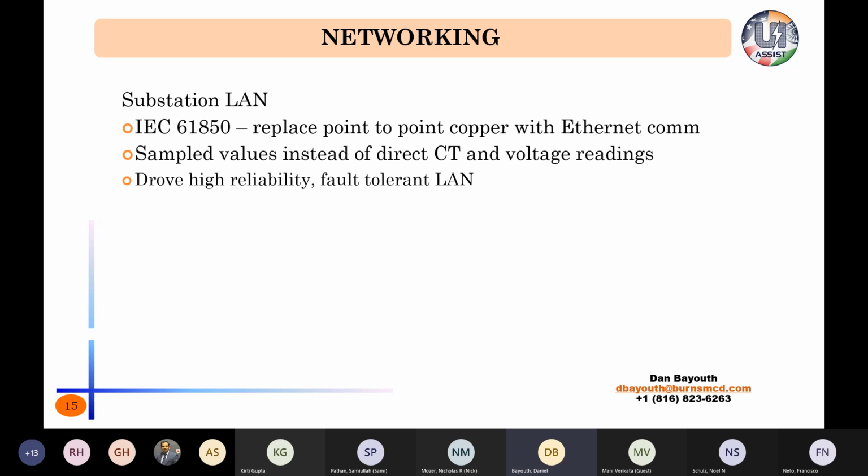Substation LAN, briefly touched on this, but really inside a transmission or distribution station, we can start reducing a lot of the copper cabling. We can get more intelligent communication within the site, and also sampled values. In other words, digital signals.